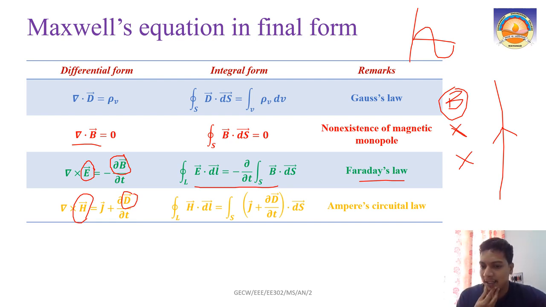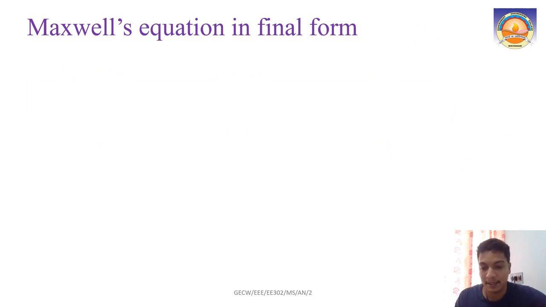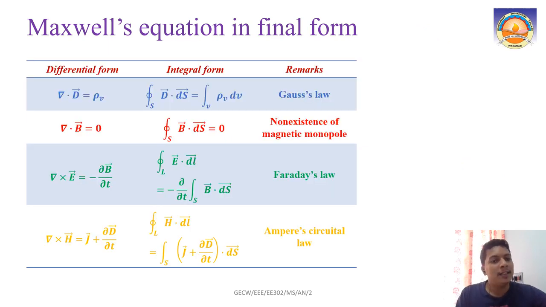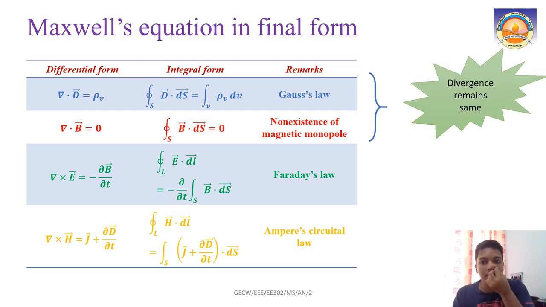Now let us get mathematically into our electromagnetics. So these are the four equations. The last two are the curl equations. In the Maxwell's equations final form, the first two equations, whenever you come to time varying field, your divergence remains the same. Del dot D equal to rho V, or del dot B equal to zero, both of them remain the same. So divergence remains the same.